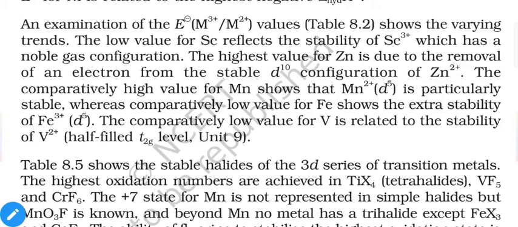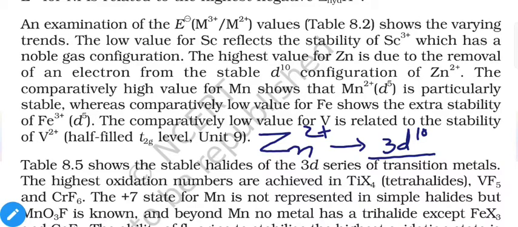The highest value for zinc is due to the removal of an electron from the stable d10 configuration. Now when we remove 2 electrons from zinc, you will get Zn2+ ions, and these 2 electrons will be removed from the 4s orbital. So electrons of 4s are removed. That means Zn2+ has a 3d10 electronic configuration, and this is the most stable electronic configuration for d orbitals. So removing an electron from the highest stable electronic configuration is hardest. That's why it shows a rise in the value.